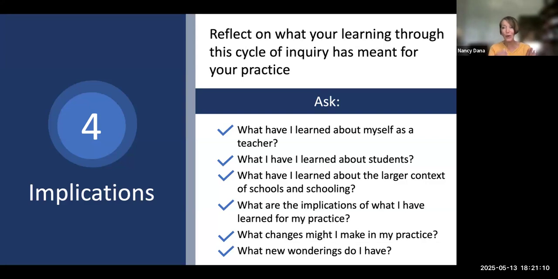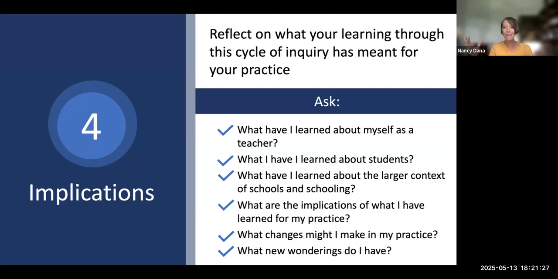Because remember, inquiry is all about you. It's focused inward on your practice. So what are the implications? What things do you want to change and do differently? And that leads to the fifth question, what changes might I make in my practice?